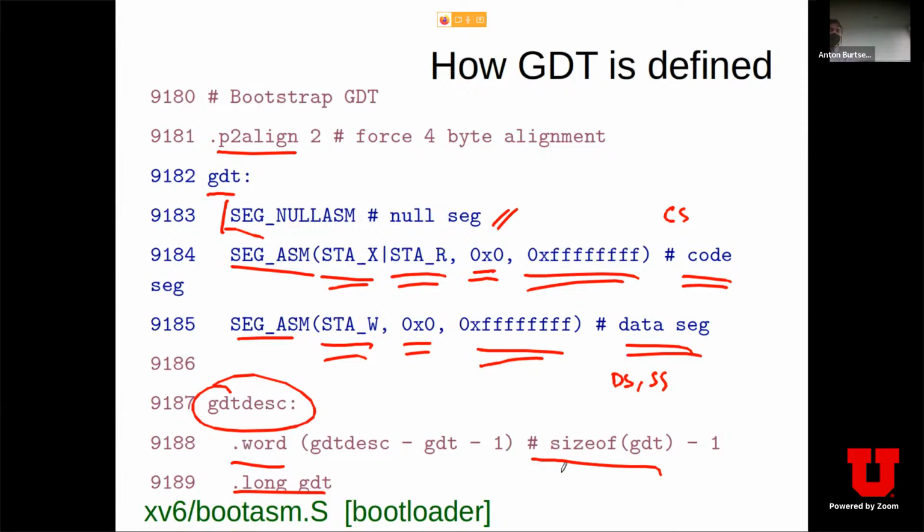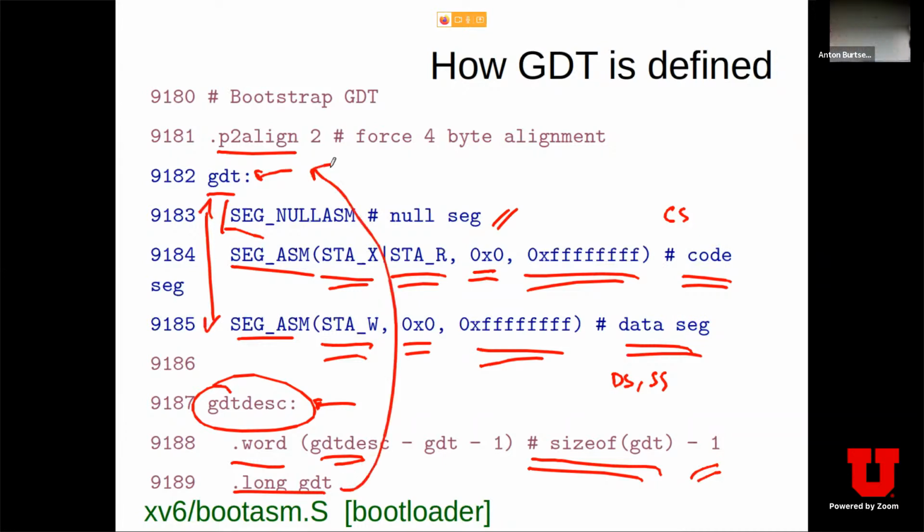And since you say, I want to provide an address of the GDT, what you do is that you say, I will subtract the address of this label from this label, and then minus 1. So it's the size of this thing minus 1. That's what the standard wants. And that's the pointer. That's the address of the GDT label, right?